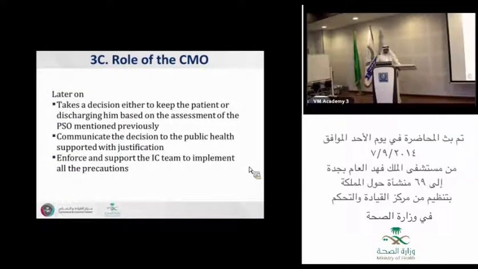The role of the CMO later on is to take a decision either to keep the patient or to discharge him based on the assessment of the PSO that I mentioned earlier. Communicate the decision to the public health support with justification. If you tell the public health, I will take the patient, then you have to give clarification. Why am I taking the patient? I'm ready for this, I'm ready for that, and I can do this and that. I need that support from you in order to take care of the patient properly.